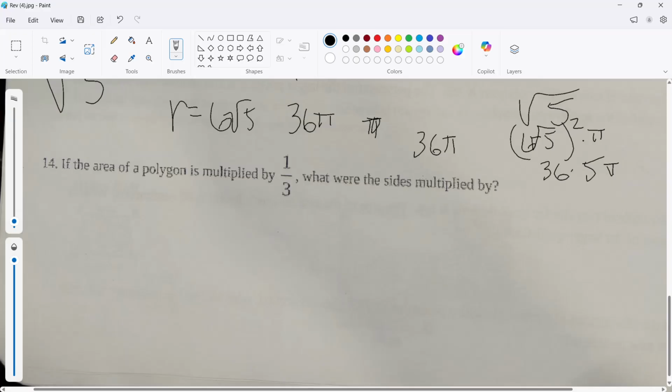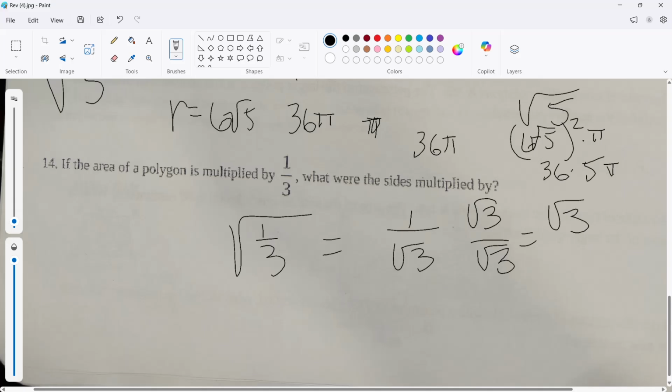If the area of a polygon is multiplied by 1/3, what were the sides multiplied by? Well, it would be the square root of 1/3, which is 1 over square root of 3. And if I want to rationalize that denominator, it is square root of 3 over 3. However you want to write that.